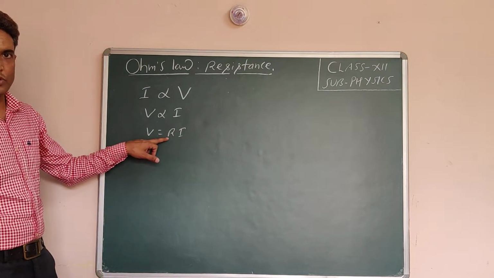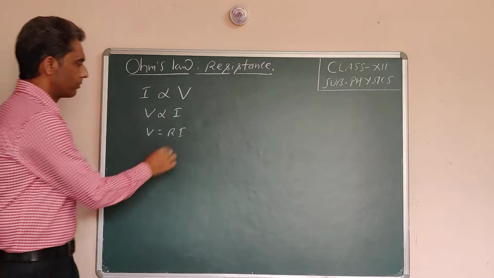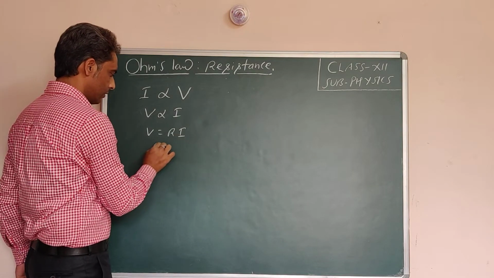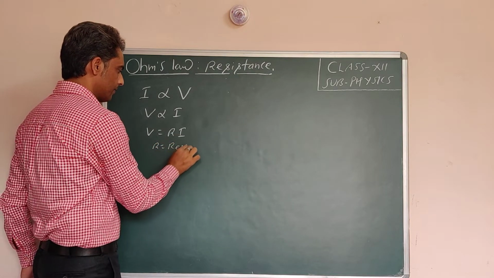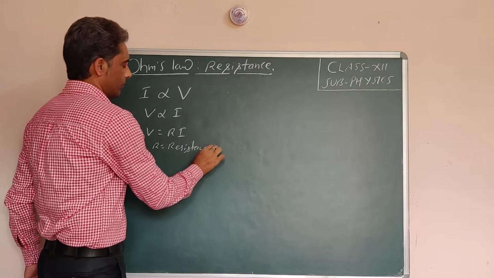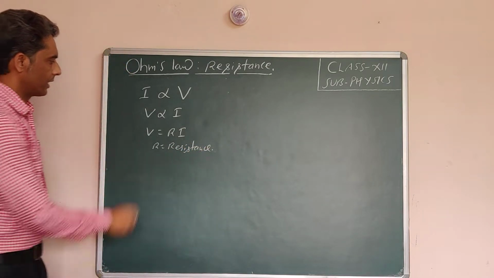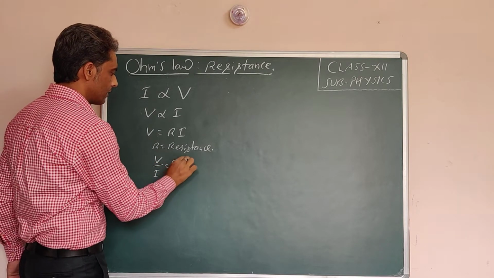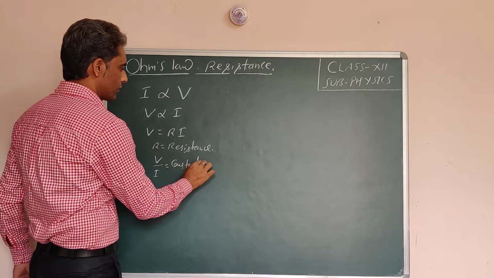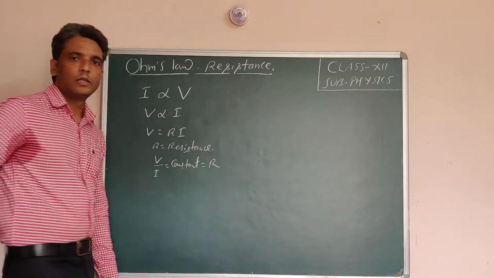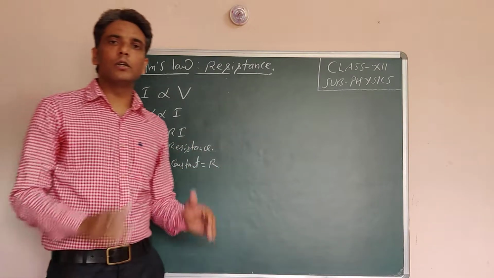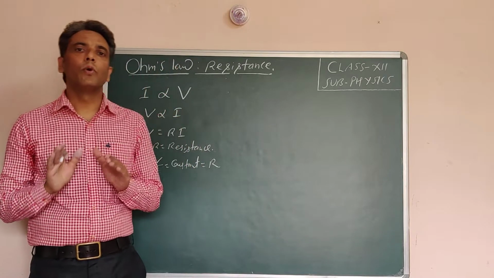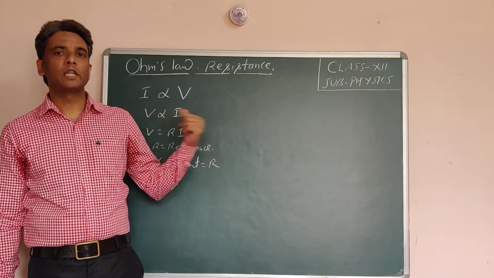Here this constant of proportionality is known as the resistance of the conductor. So R is resistance. We can write it as V over I is equal to some constant, and that constant is resistance. Actually resistance is an obstruction posed to the flow of electric current by its material.